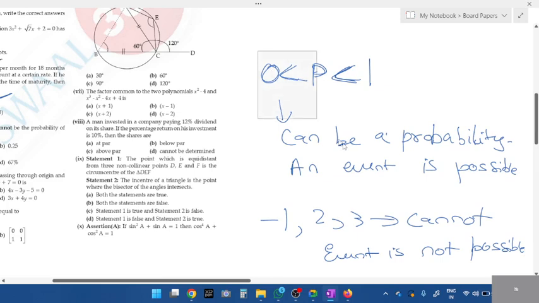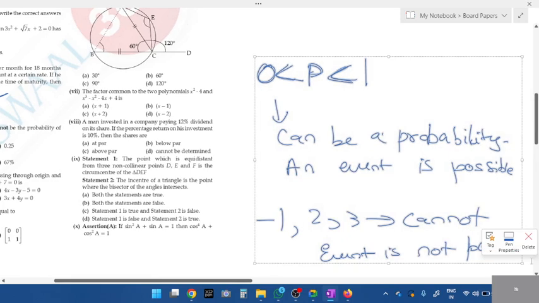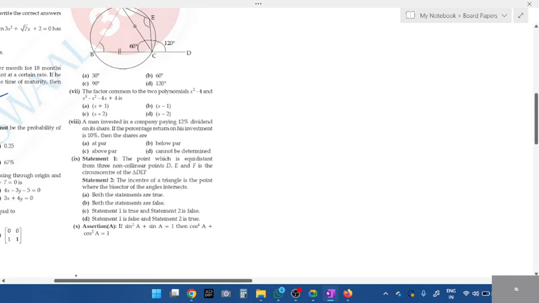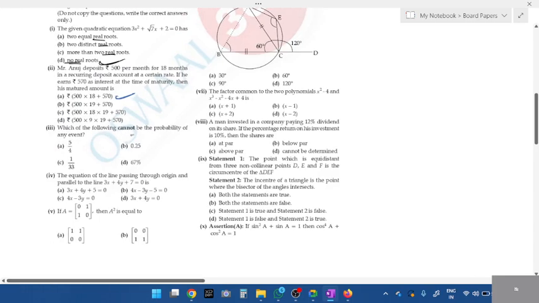Is it clear, students? Did you understand this line? 0 and 1? Okay, now respond to this. What is the answer? Cannot. If it is cannot, what is 5 by 4? And one more thing, which is greater, numerator or denominator? Numerator. Therefore, it definitely cannot be the value, students.